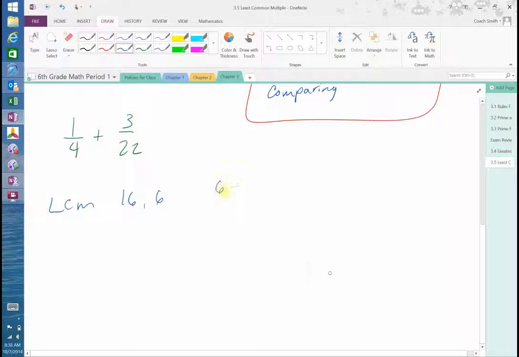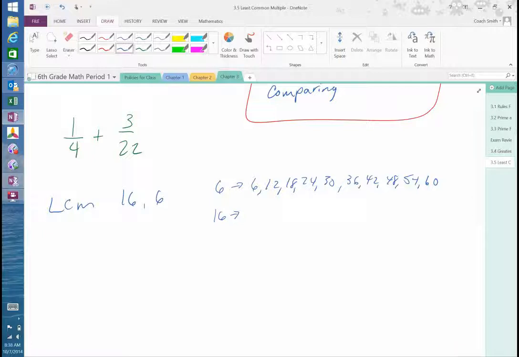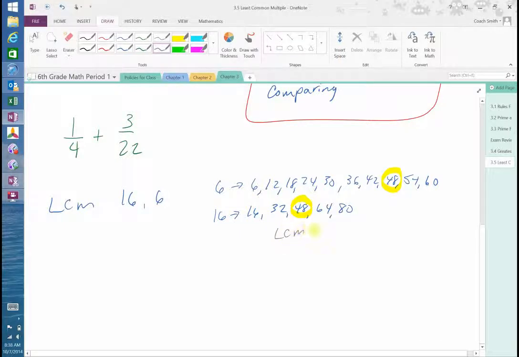For example, if I was counting by 6s, I'm going to start with 6, 12, 18, 24, 30, 36, 42, 48, 54, 60. If I was counting by 16s, that's a little harder, obviously, because the 6s is in your multiplication tables. But it's just 16, 32, 48, 64, 80. Well, we've already run into one that's common, 48. Is that the smallest one that's common? Yes. So the LCM of 16 and 6 is equal to 48.